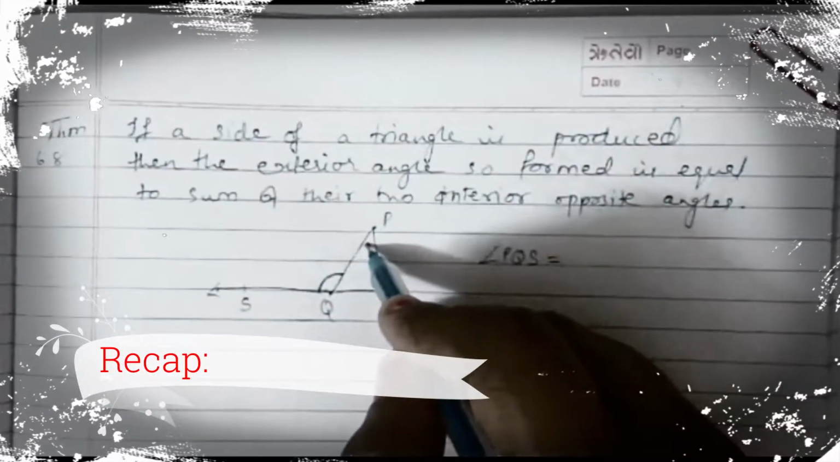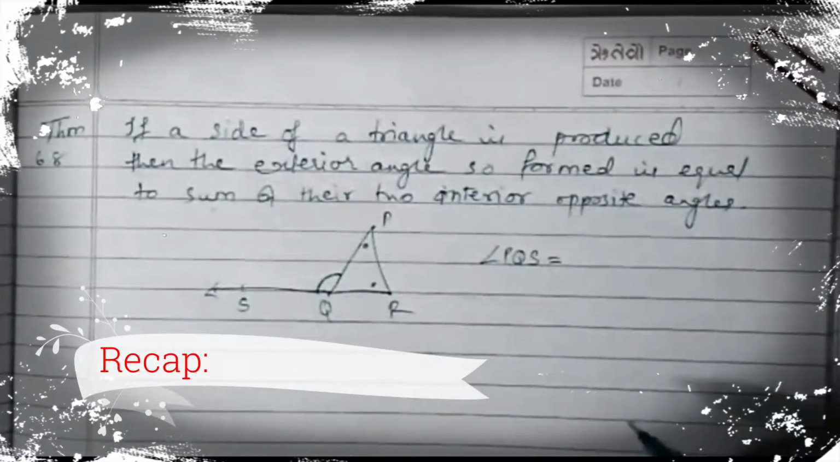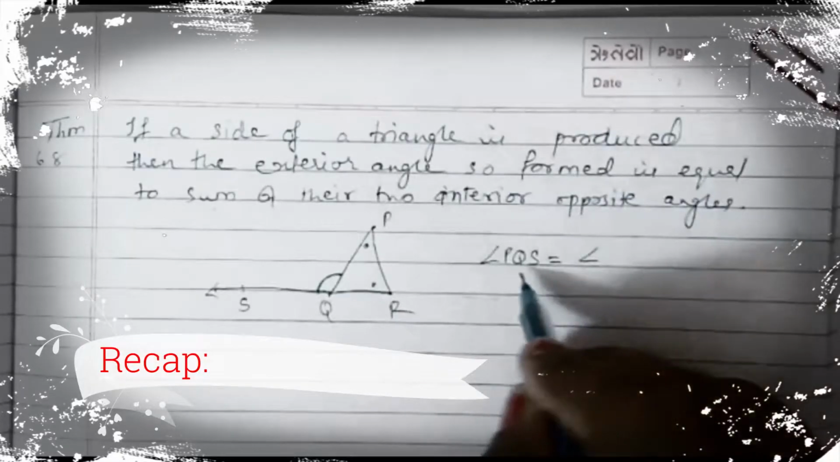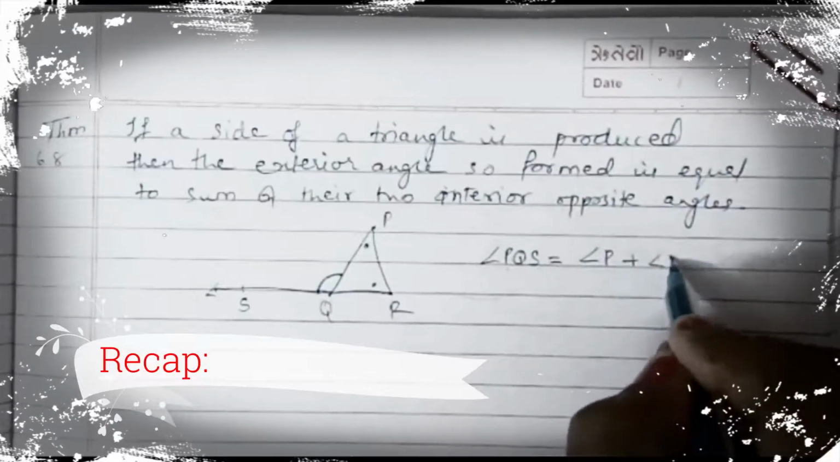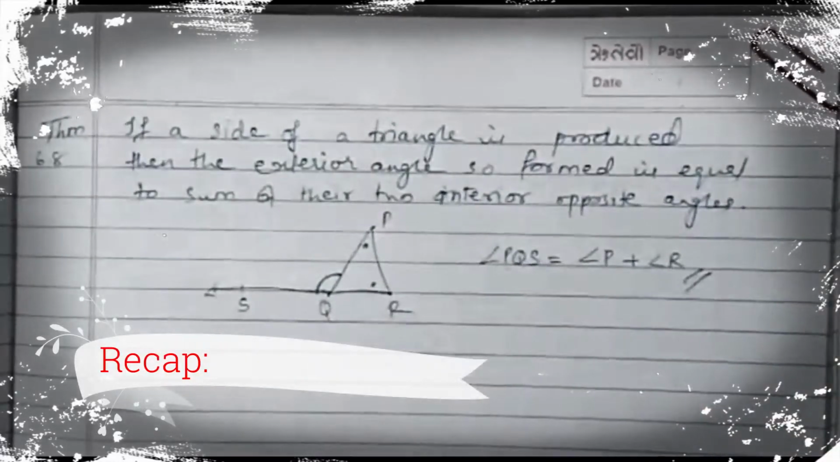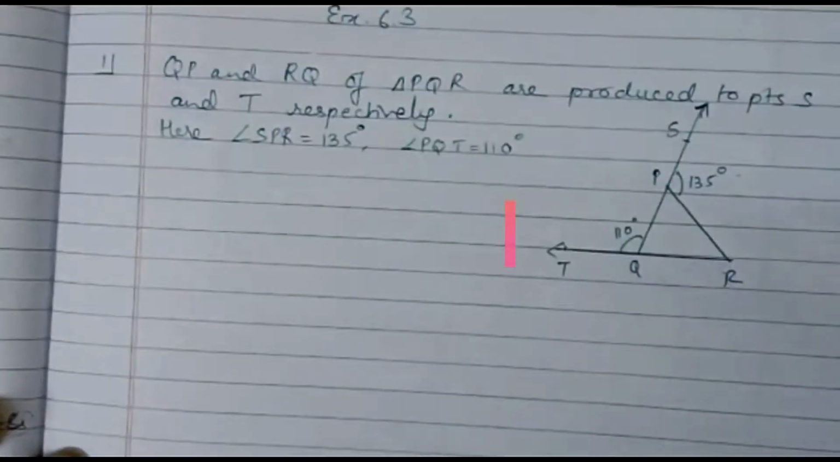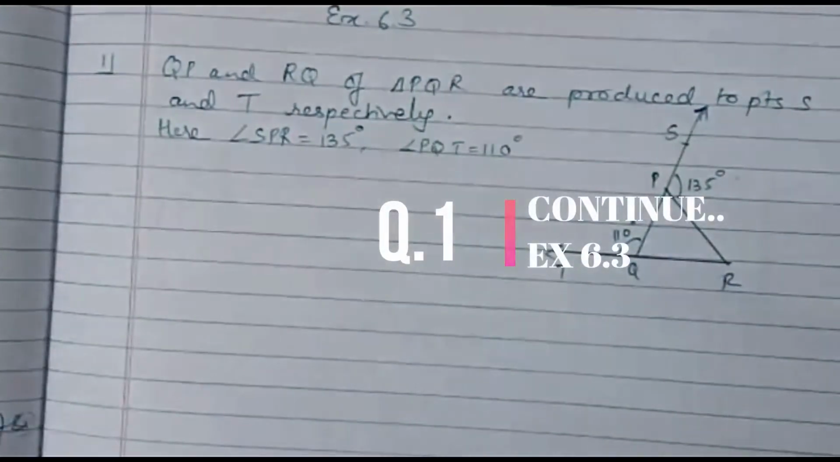So the interior opposite angles will be P and R. According to this theorem, measure of angle PQS will be equal to measure of angle P plus measure of angle R. So this is the result of theorem number 6.8. So let us have exercise number 6.3, first question.